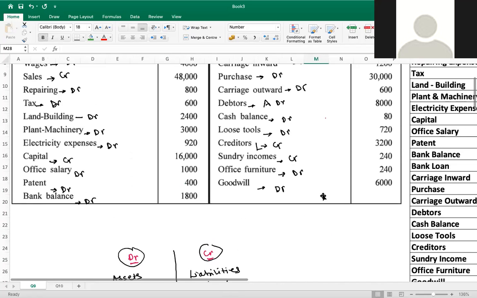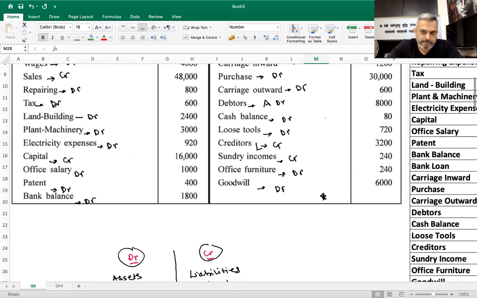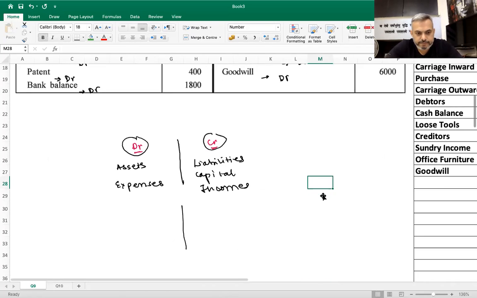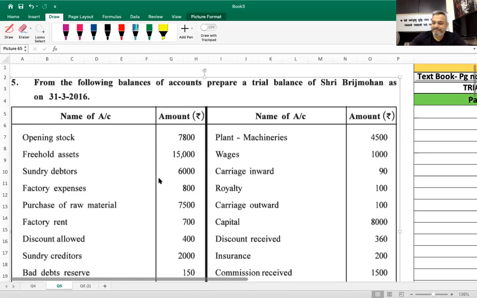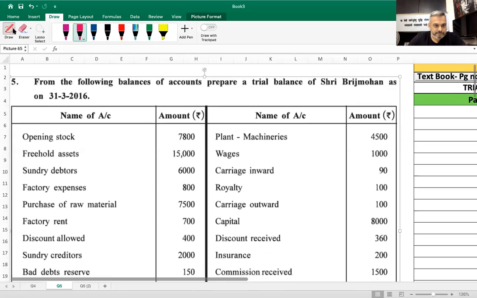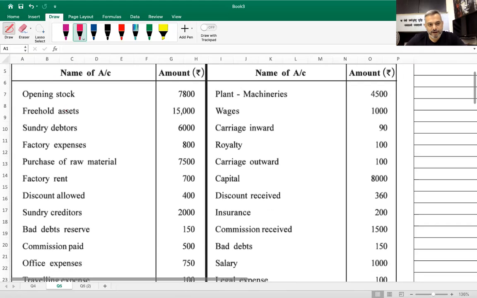Okay, now all of you please make format for question number 10. Okay, question number 10. So let's start bifurcating this question number 5 from page number 261. Mark it important for your exam. Expected such sums. Now, from the following balances of accounts, prepare a trial balance of Sri Brij Mohan as on 31/3/2016. Now, let's go one by one.